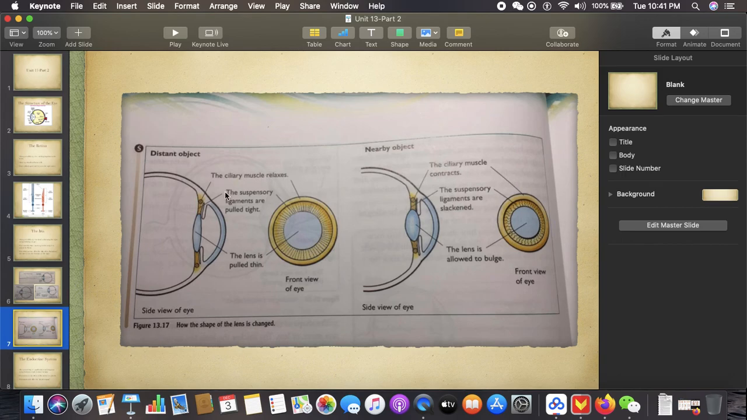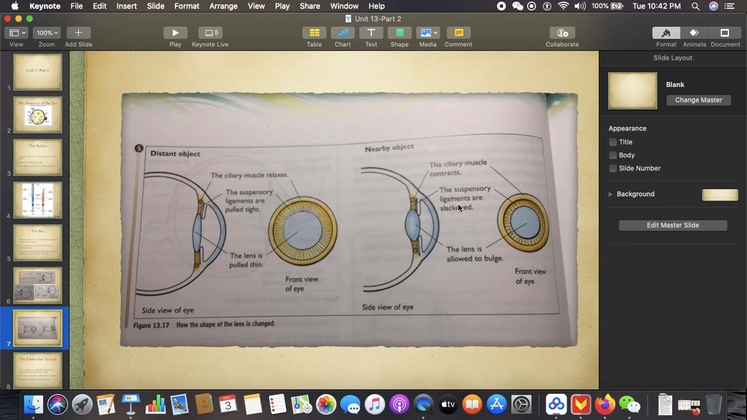No, the ciliary muscle actually relaxes for the distant object to change the shape of the lens to be very, very thin. And it actually contracts when it's focused on a nearby object. This is a very, very common mistake. I just made that mistake when I was explaining, and I apologize for that. So you need to remember that when the lens is allowed to bulge to focus on a nearby object, the ciliary muscles actually contract.